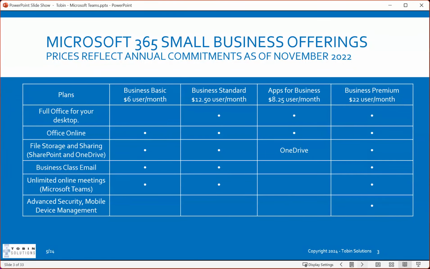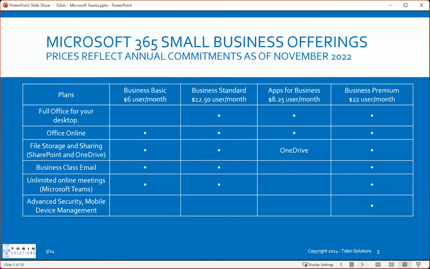All these basic packages that we list here, with the exception of Apps for Business, include Microsoft Teams. So if you've got Business Basic, Business Standard, or Business Premium, you've got Microsoft Teams. If you have Apps for Business, you don't have Microsoft Teams, and you'd have to add that on.